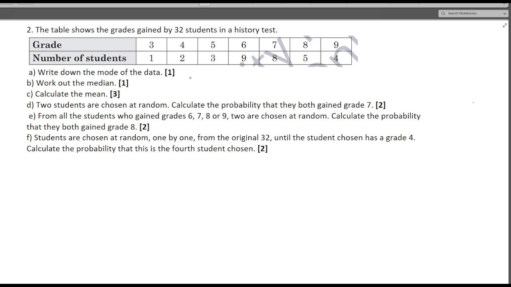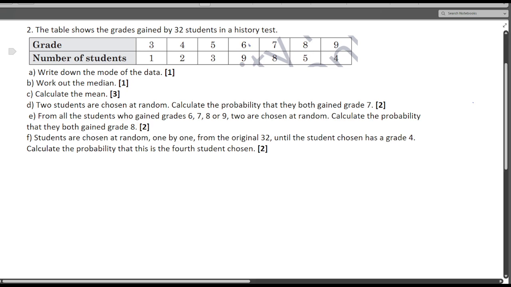Now this is the probability chapter, but it may include some other topics. So mode, median, mean, they are from statistics. Now what is mode? Mode is the one that has the maximum number of repetitions. So as far as grades are concerned, we can see that grade 6 is repeating the maximum number of times. So for A, my answer will be mode is equal to 6.